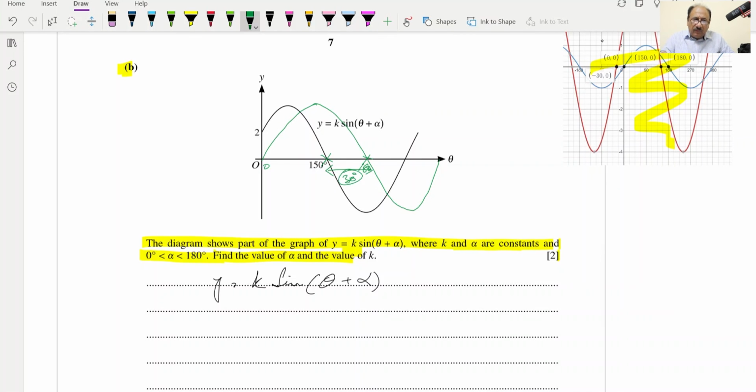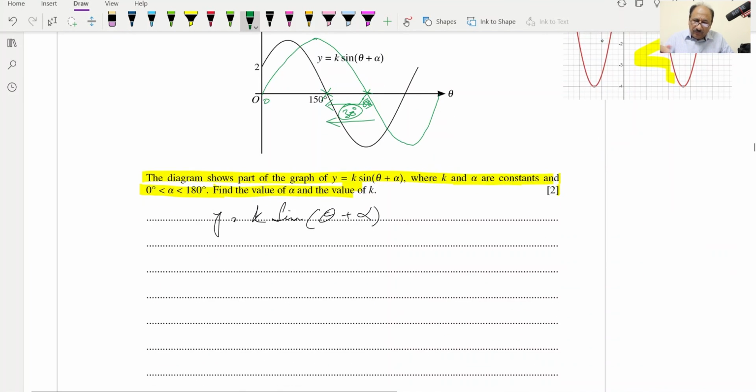So the difference of 30 degrees will be reflected. So the alpha value will be 30 units to the left side. You can see this is moving 30 degrees to the left. So our equation will change to theta plus 30, because inside, if it is plus it will be to the left, if it is minus it will be to the right. Basically we are discussing transformation.